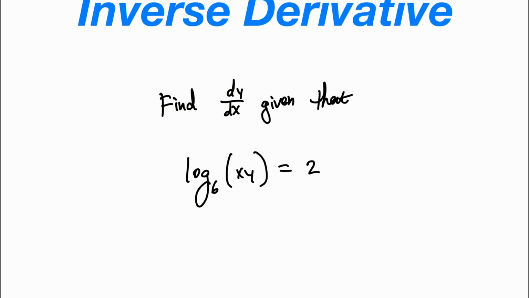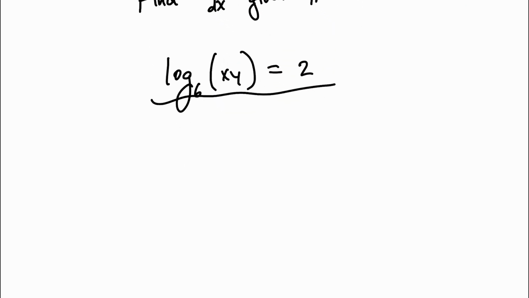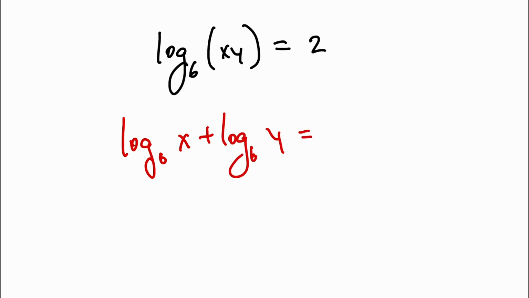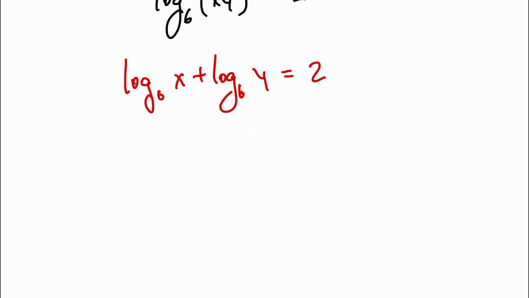So the problem states: find the derivative of y with respect to x given this equation over here, and obviously we can use the property of logarithm to break this up. However, we need to be careful because when we're doing this, we're assuming that x and y are positive numbers over here. Because if you have this thing over here, then the domain of both x and y are positive.